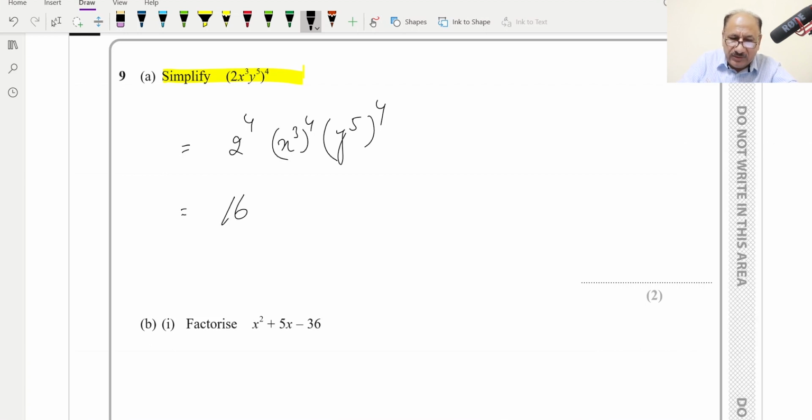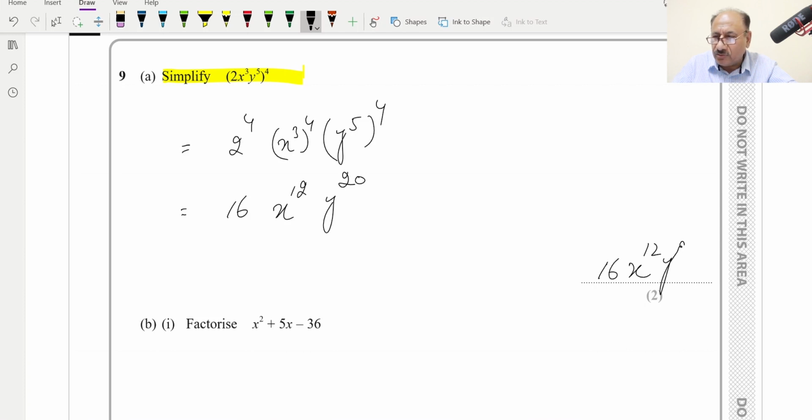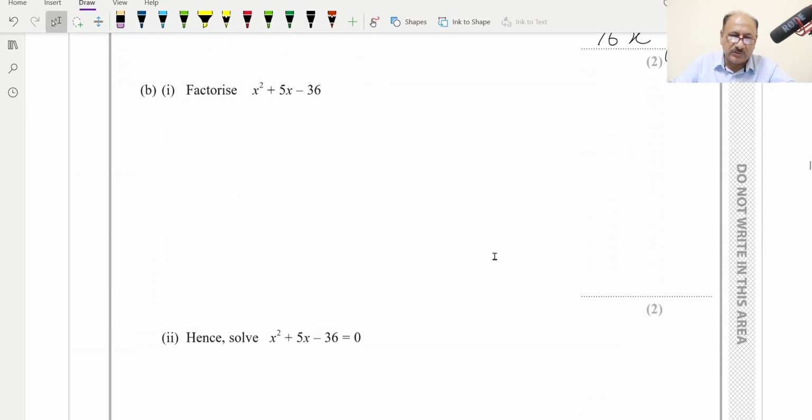So we'll write 16, and x raised to the power 4 into 3 will be 12, and y raised to the power 5 into 4 will be 20. So this answer will be 16 x raised to the power 12 y raised to the power 20 over here. Hopefully you got this 2-mark question.